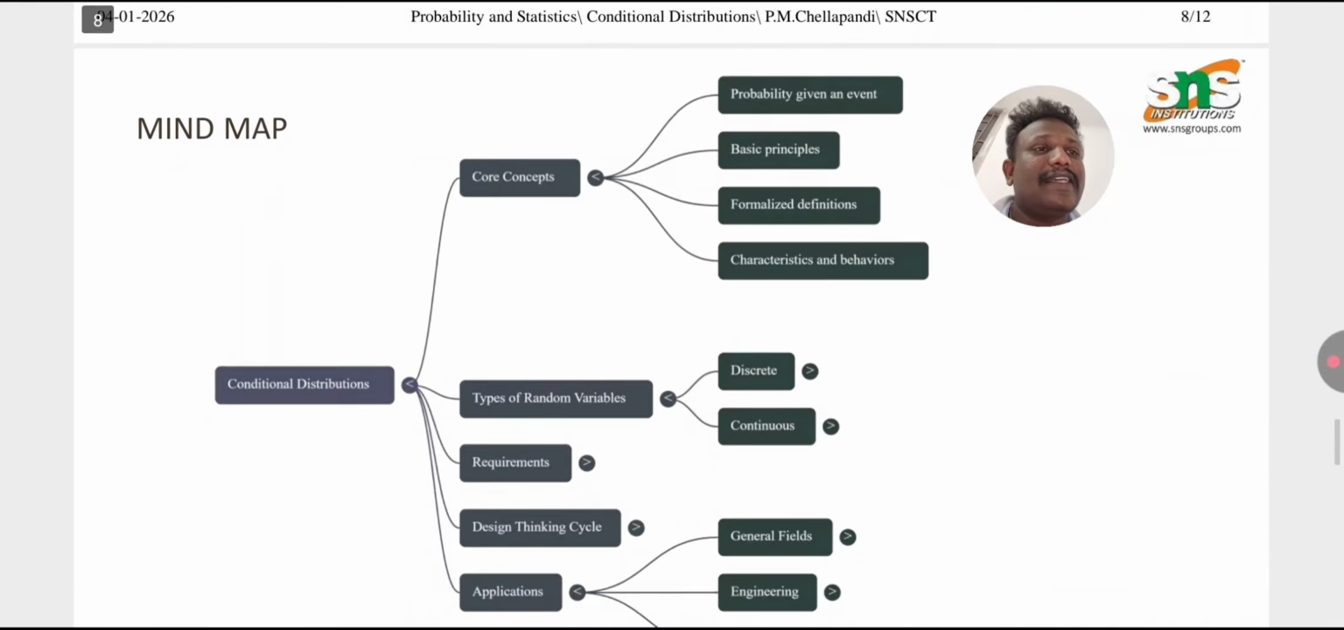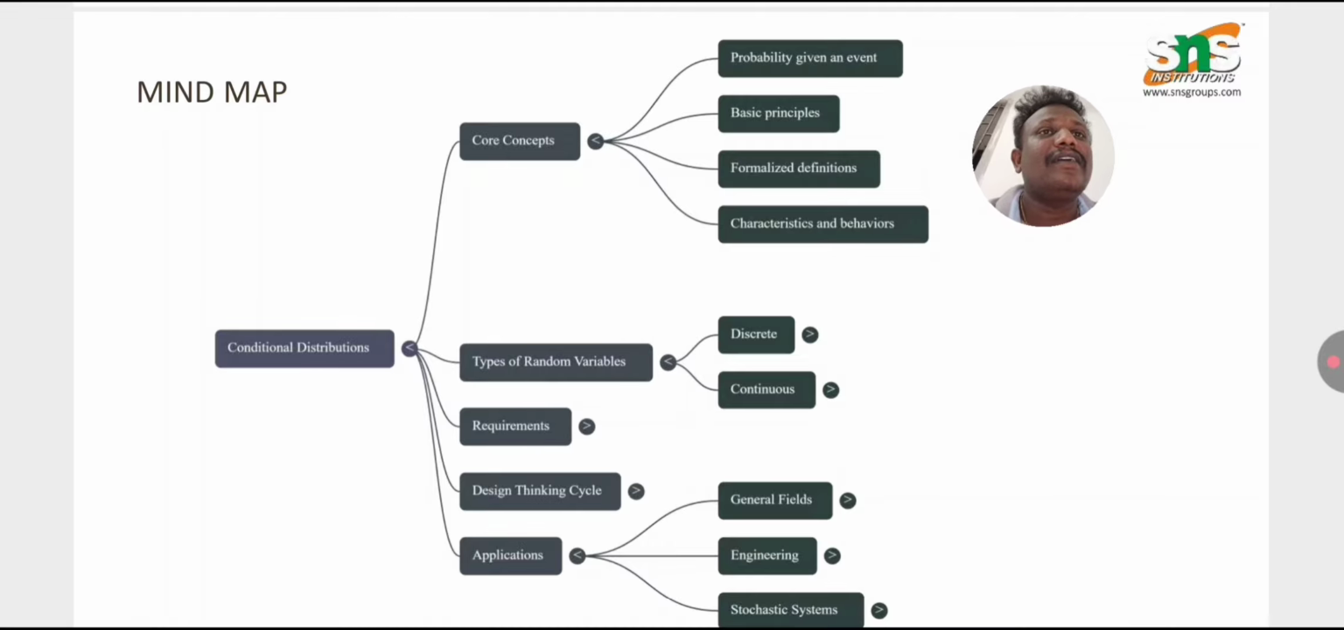Now here you can see the mind map, which says conditional distributions contain definitions, formula, conditional PMF and PDF, applications in engineering and their uses. So these are all the topics that we have discussed in this video.